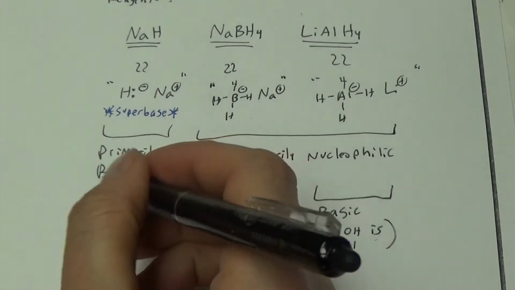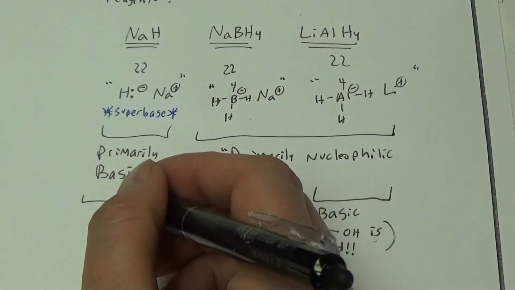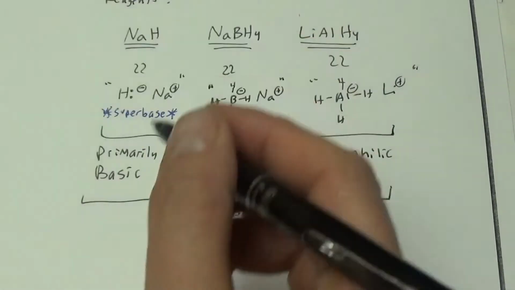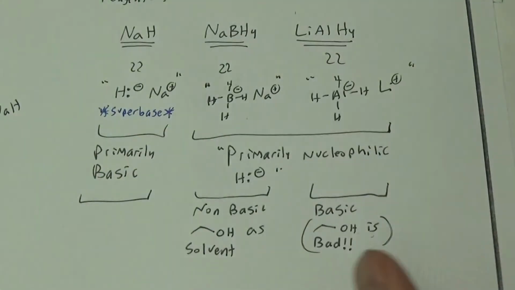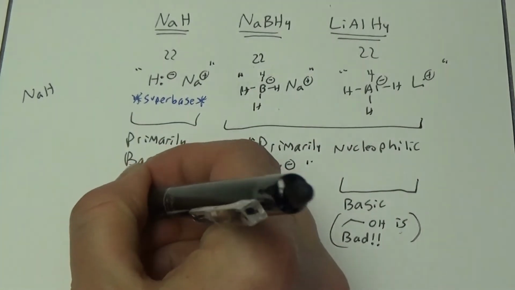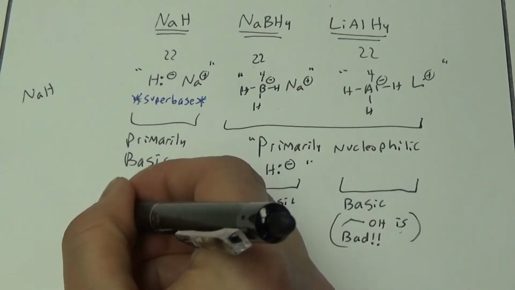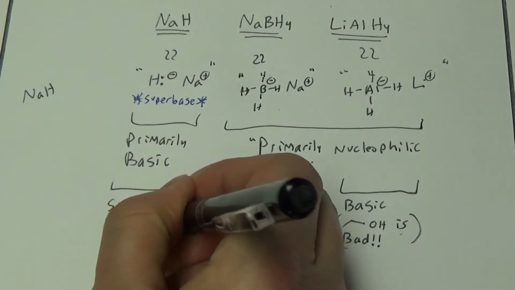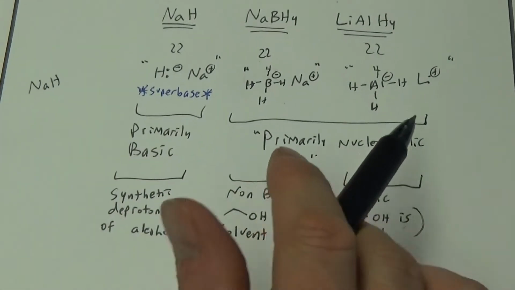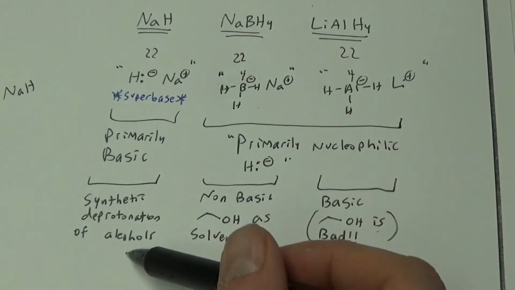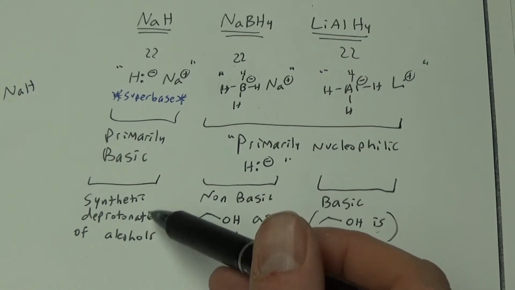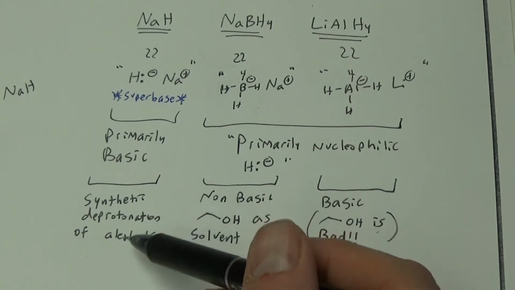But the main use we have for NaH, it's Na plus H minus, or just NaH, sodium hydride, is synthetic deprotonation of alcohols. We already talked about that. That was in the PowerPoint for Chapter 8, for this chapter. We talked about synthetic deprotonation of alcohols, very end of the PowerPoint series.